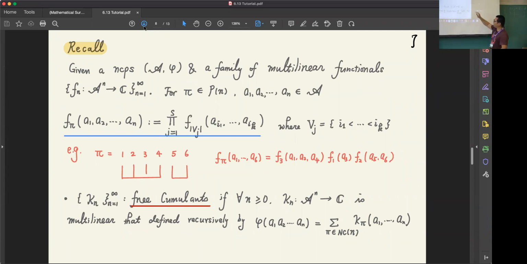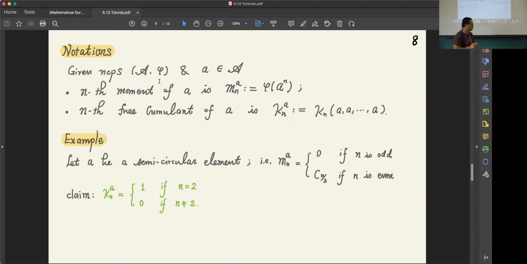After this, we can define what are called free cumulants. We define them based on this formula, which we call the moment-cumulant formula. So cumulants will be a family of multilinear functionals, and we define them based on this formula. Then we will use it.